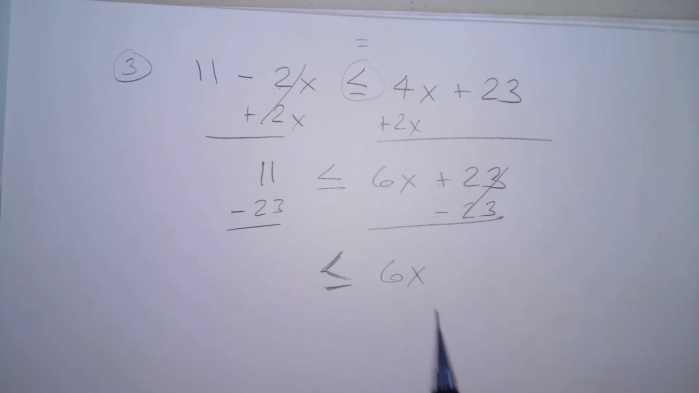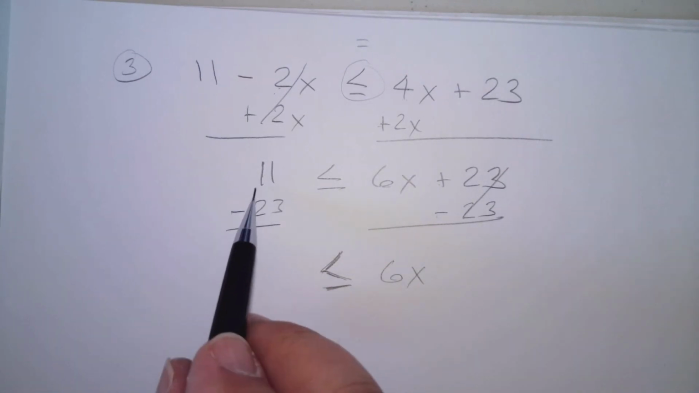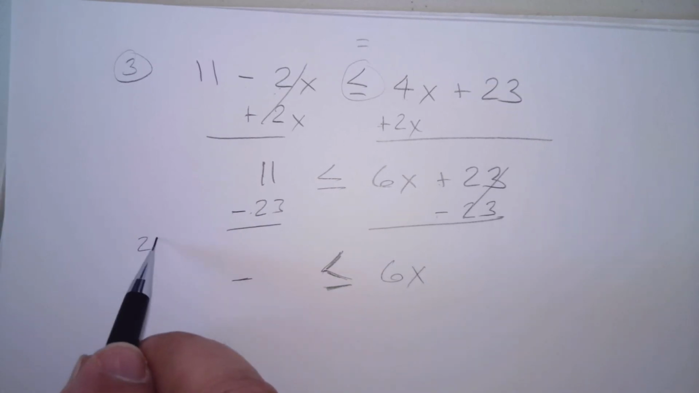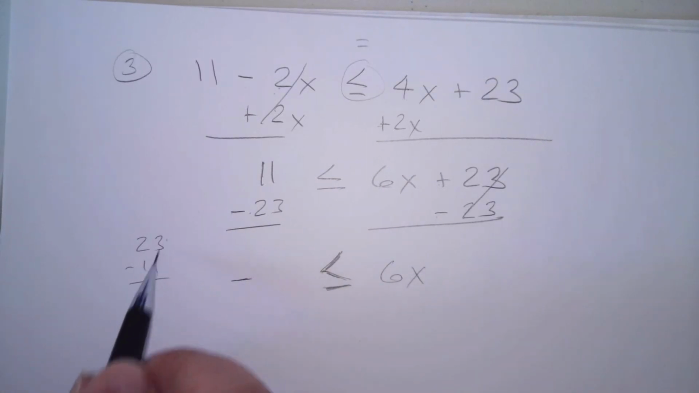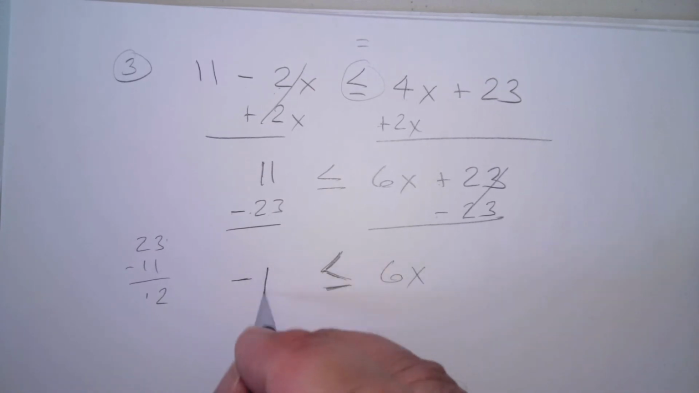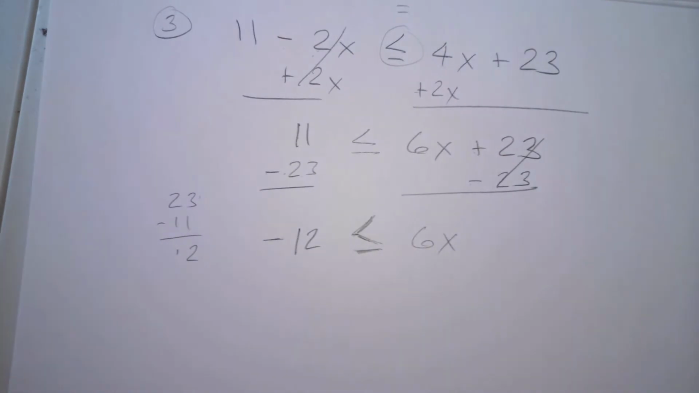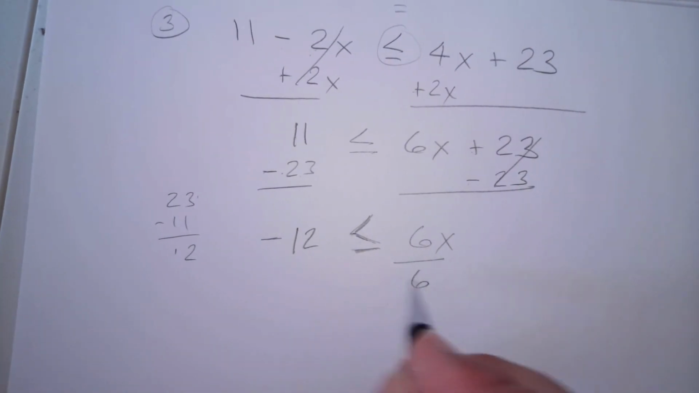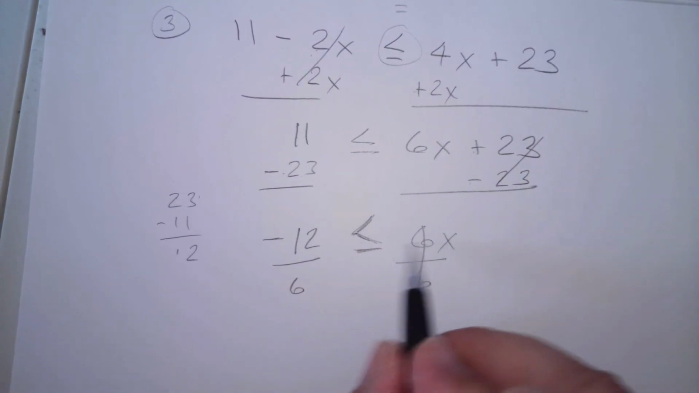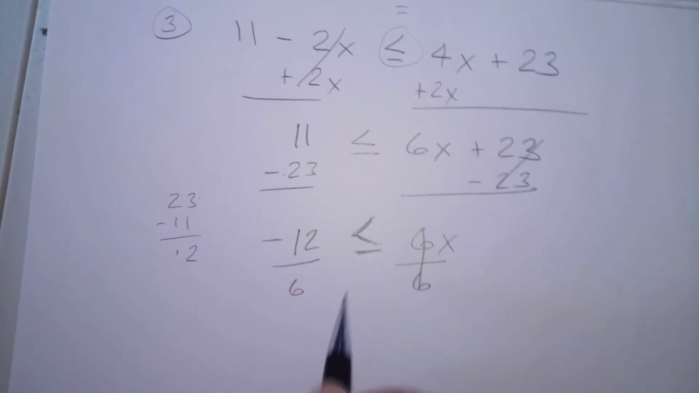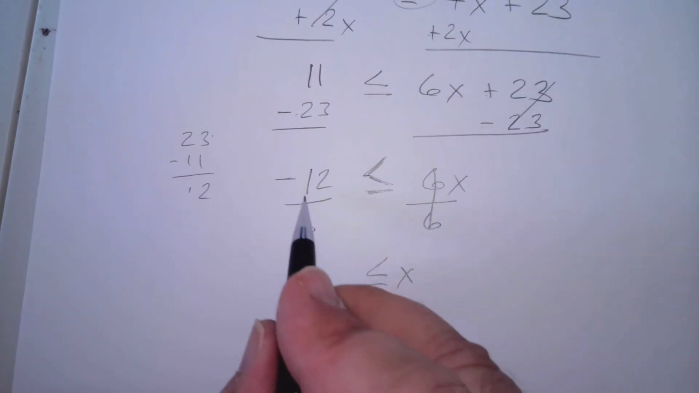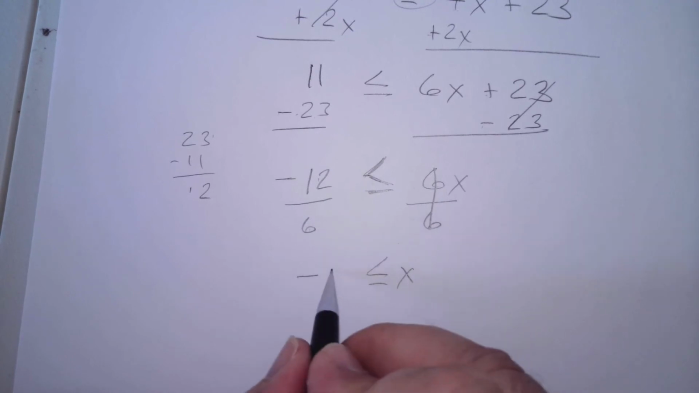So there's 6x on the right-hand side. 23 is bigger than 11, so the answer is negative. 23 minus 11. 3 minus 1 is 2. 2 minus 1 is 1. So negative 12. Divide by 6. The x is still positive, so we don't have to flip anything else. So there's x on that side. Negative 12 divided by 6 is negative 2.